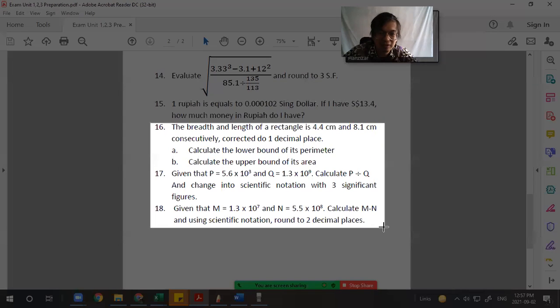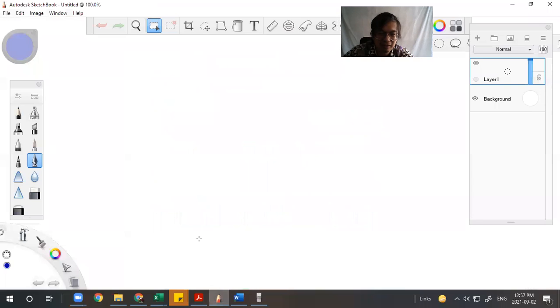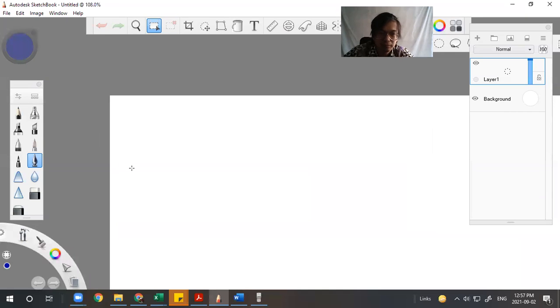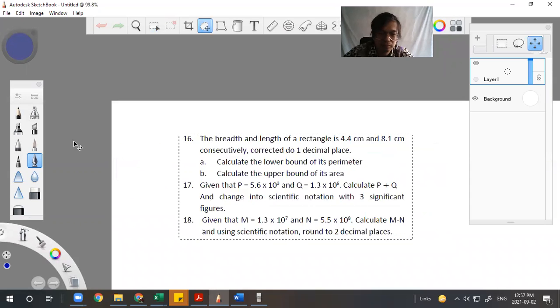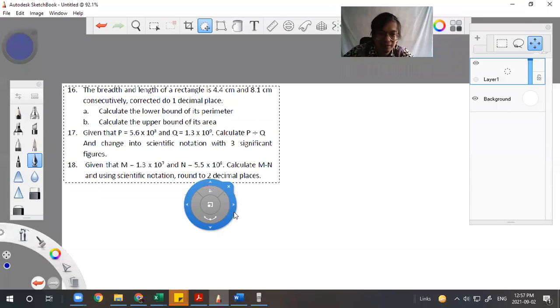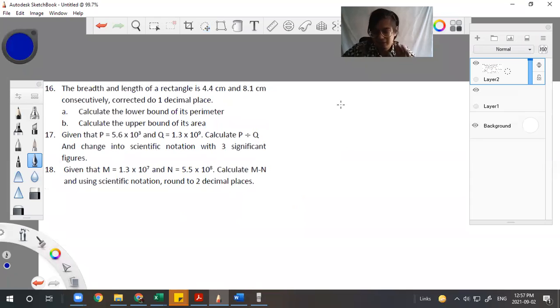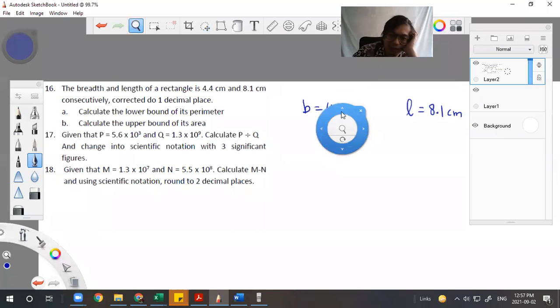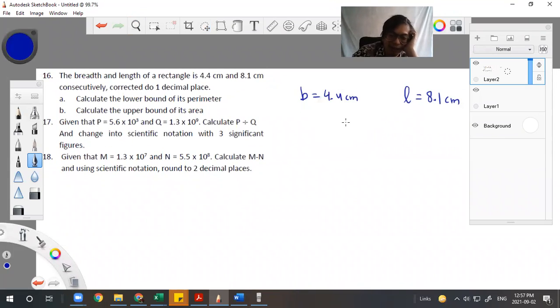So for number 16, you have to be very, very careful about that. The breadth and the length of a rectangle. Okay, so the breadth is 4.4 cm. The length is 8.1 cm. What is breadth? Someone asked. Breadth is the width. Yeah. So corrected to 1 decimal place. Find the lower bound. Okay, it asks for the lower and upper bound.